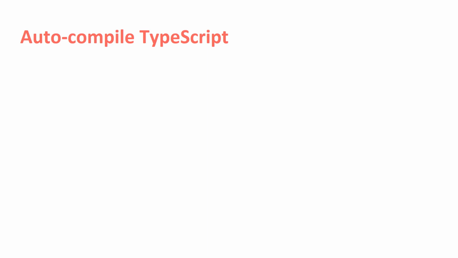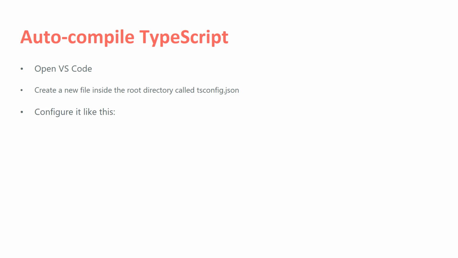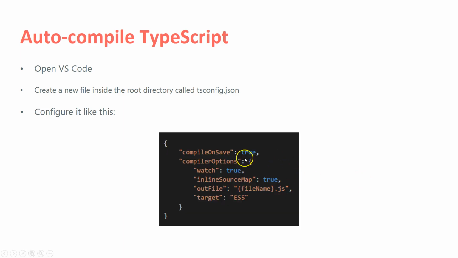We have also auto-compiled TypeScript. What we need to do is open VS Code and create a new file inside the root directory called tsconfig.json. And we need to configure it like this. What you need to have is compileOnSave true. This is in JSON format, so you're specifying your key and the value.